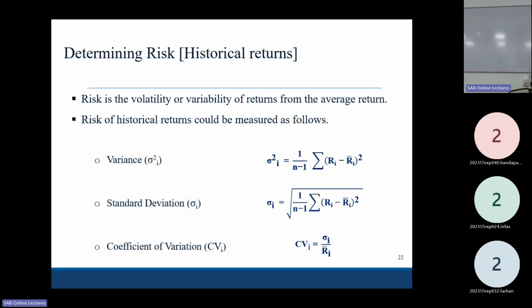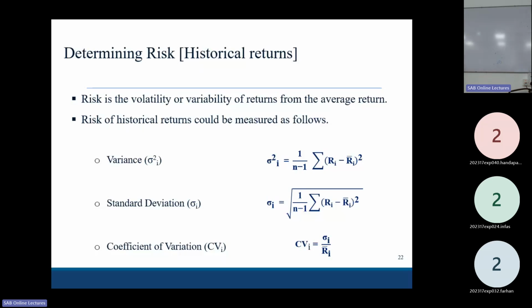We take n minus 1 here in order to minimize the sampling error, sample bias, because this is based on past data, an average from a sample. So to minimize the sampling bias or forecasting errors, normally we divide the total of the squared deviations by n minus 1. That is variance. Once you get the square root of the variance, it is the standard deviation.